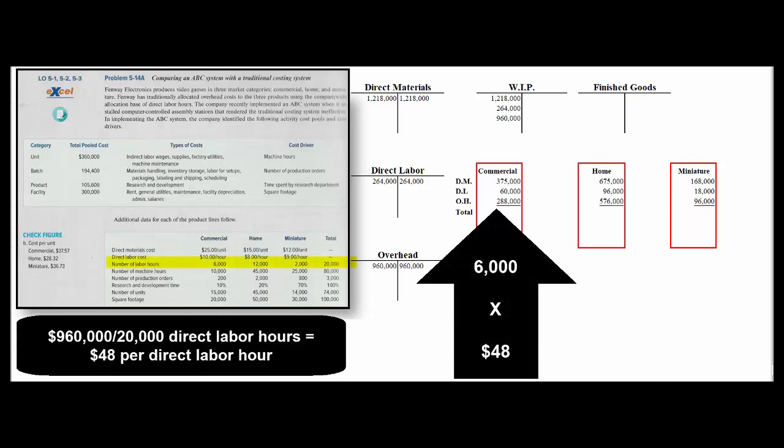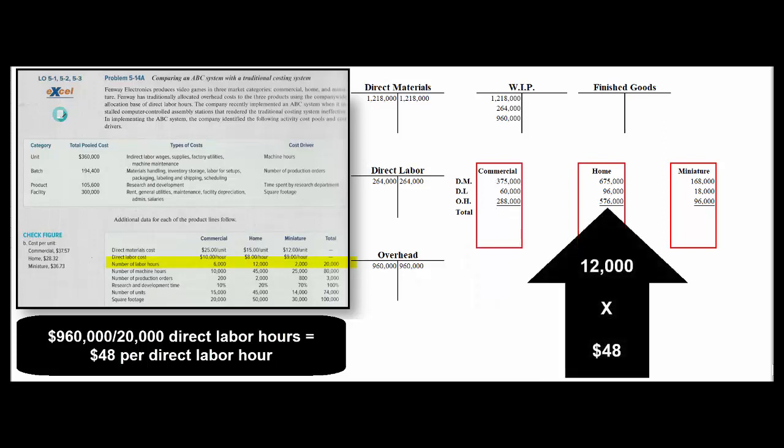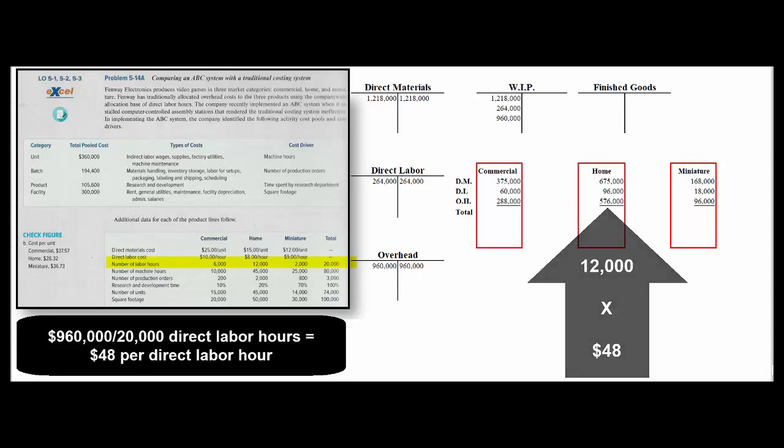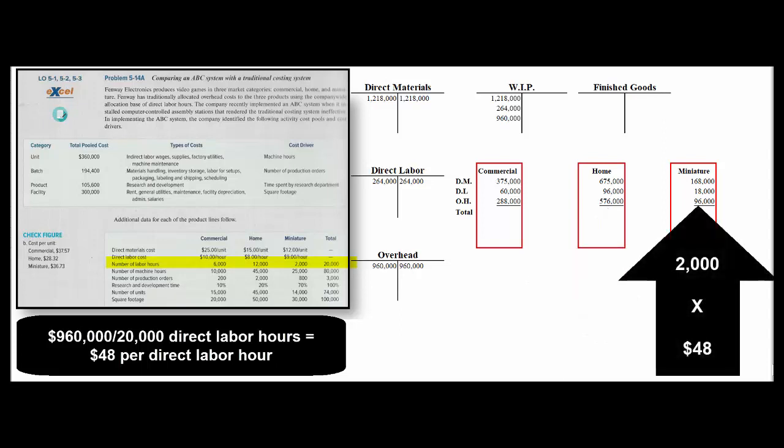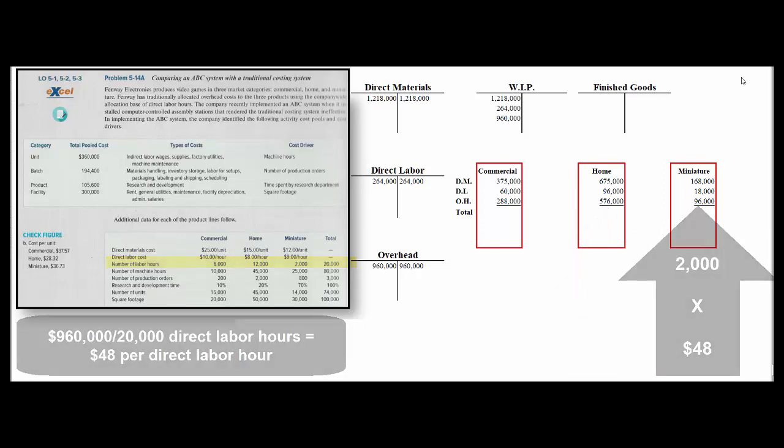Since the commercial product uses 6,000 labor hours, 6,000 times 48 gave us 288,000 of overhead that got assigned to the commercial product. The home used 12,000 labor hours. 12,000 times that 48 gives us 576,000. And the miniature used 2,000 labor hours. So 2,000 times that 48 gives us $96,000.